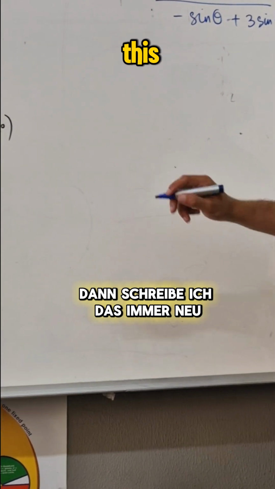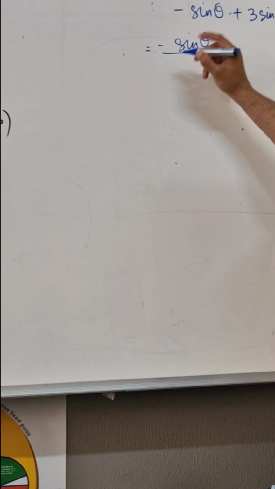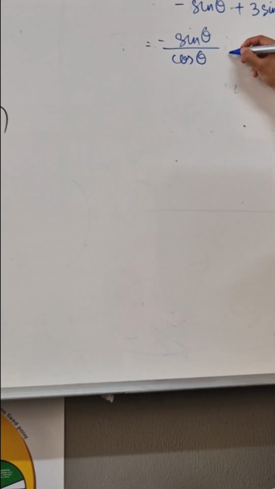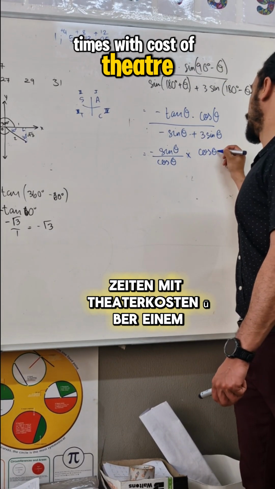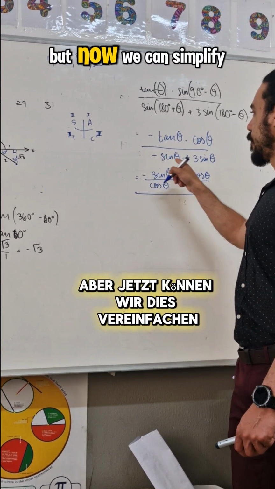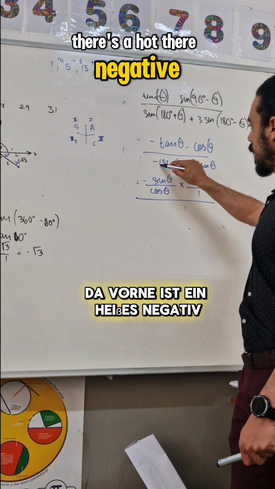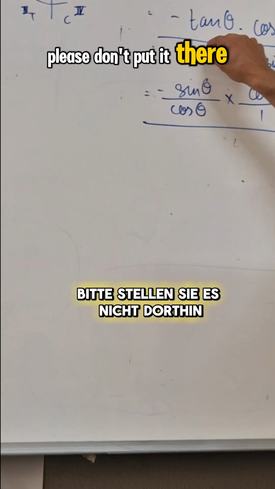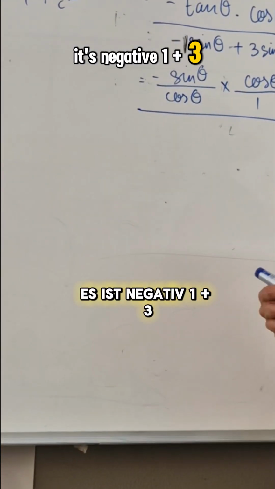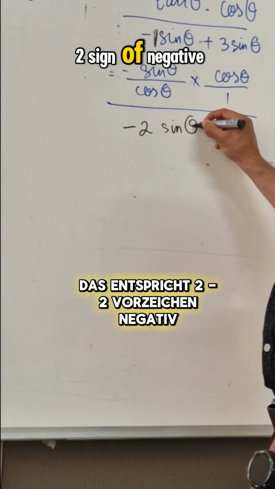Tan I always rewrite as sine of theta over cos of theta, but it's a negative sine of theta over cos of theta, times cos of theta over 1. But now we can simplify this because these are actually like terms. So there's a what there? Negative 1 in front. Please don't put it there, I'm just putting it there for you to see. So it's negative 1 plus 3, which equals 2.